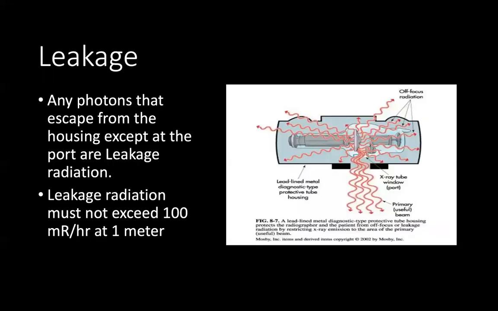Something else that comes from the scatter of electrons from the stream hitting the anode is leakage. Leakage is any photons that escape from the tube housing except at the port. Leakage is different from off-focus radiation because it escapes from the tube at places besides the housing port. The regulations that have been set for leakage radiation is that it must not exceed 100 millirems per hour at 1 meter.